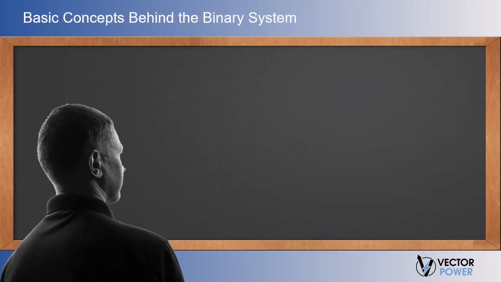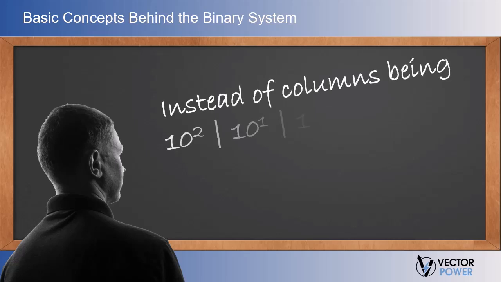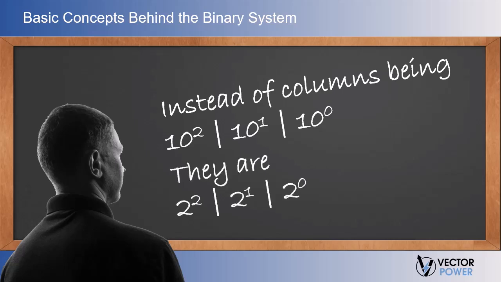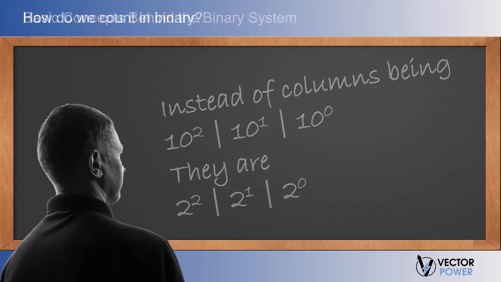The binary system works under the exact same principles as the decimal system, only it operates in base 2 rather than base 10. In other words, instead of columns being 10 to the power of 2, 10 to the power of 1, 10 to the power of 0, they are 2 to the power of 2, 2 to the power of 1, and 2 to the power of 0.